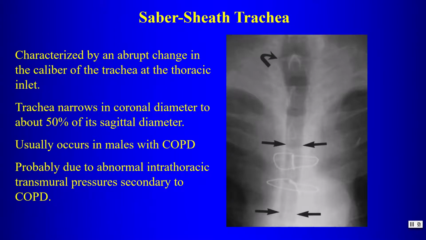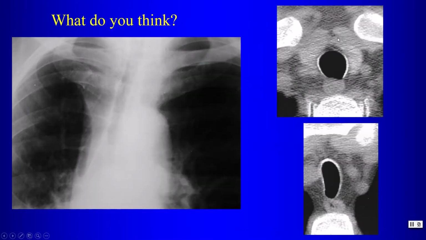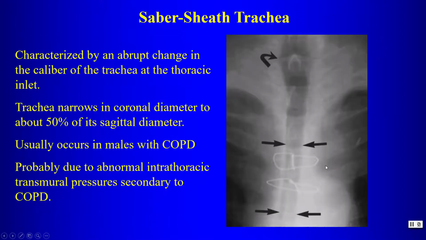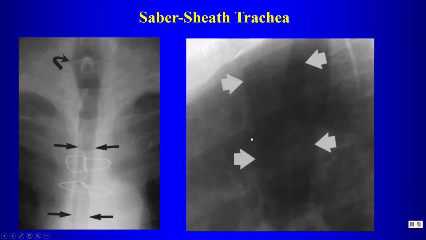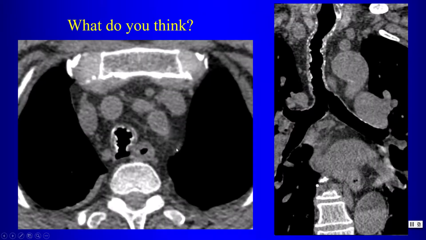So these patients have an abrupt change in the caliber of the trachea at the thoracic inlet. It will be normal in diameter higher up, and then as you travel through the inlet, you get that Saber-Sheath shape of the trachea. It's usually associated with COPD, probably due to abnormal intrathoracic transmural pressures from COPD, producing that narrowing of the trachea, but it's recognized because in the AP dimension, the trachea is widened, even though it is narrowed in width on the frontal view. So this is Saber-Sheath Trachea.